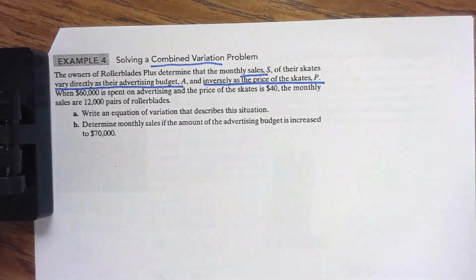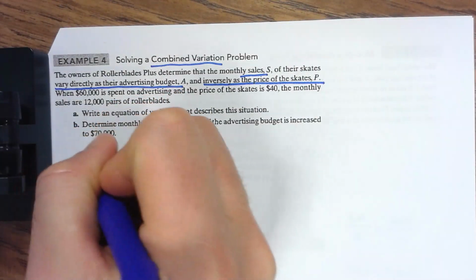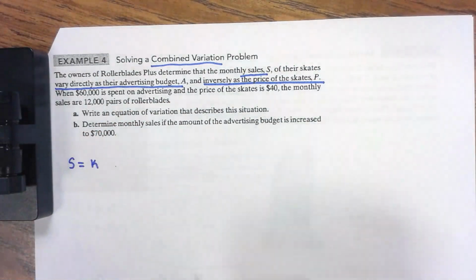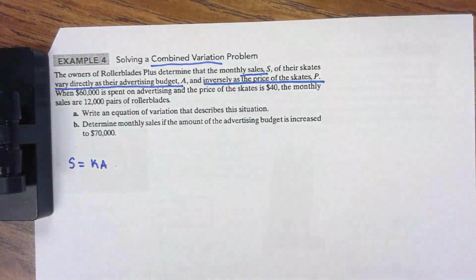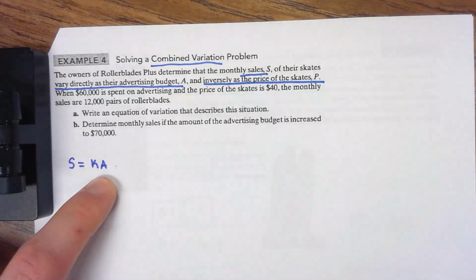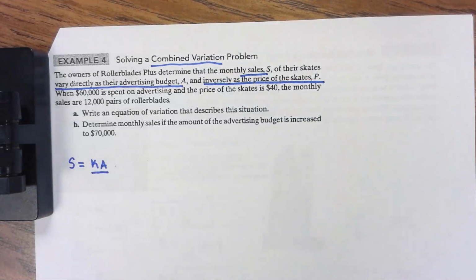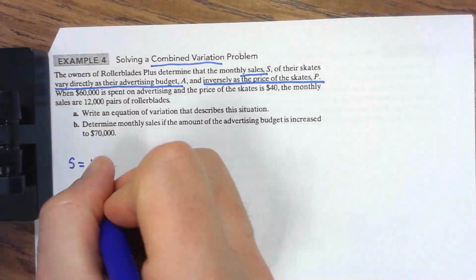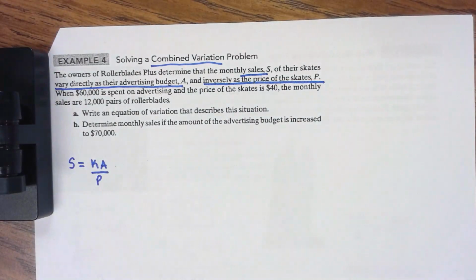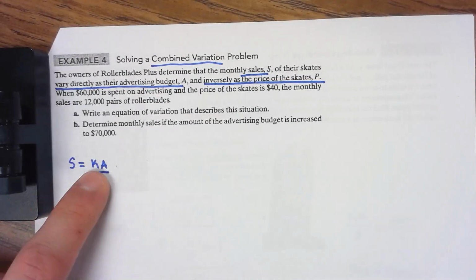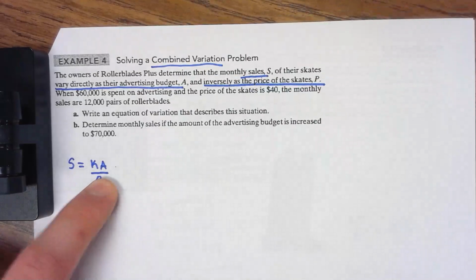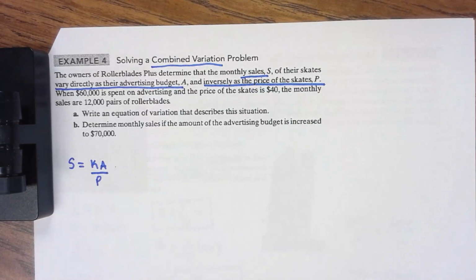So their monthly sales S, we still have that constant, varies directly as their advertising budget. As they advertise more, in theory, they're getting more sales. And inversely as the price of the skates P. As the price of the skates goes up, their sales might go down. Obviously, there's an exact price that they want to pay if we think about this in terms of the business itself, but that is our equation. The direct variation variable goes in the numerator, inverse in the denominator.